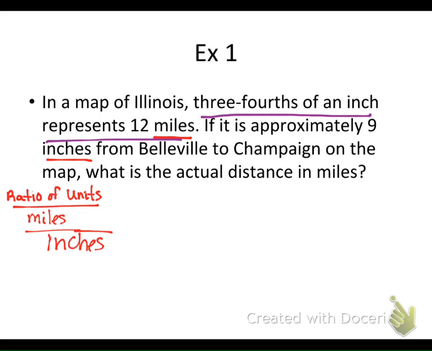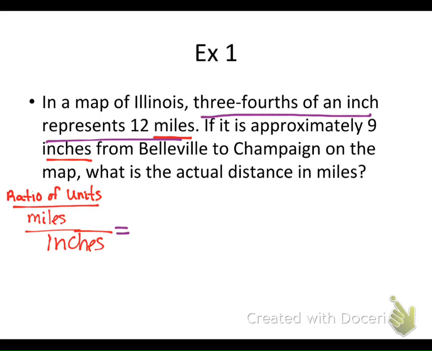So 3/4 of an inch represents 12 miles. So I need to put 3/4 somewhere. Am I going to put 3/4 on top with miles, or am I going to put 3/4 inch on the bottom with inches? Remember, 3/4 of an inch. Is that going to go on top with miles, or on the bottom with inches? Yeah, it's going to go on bottom.